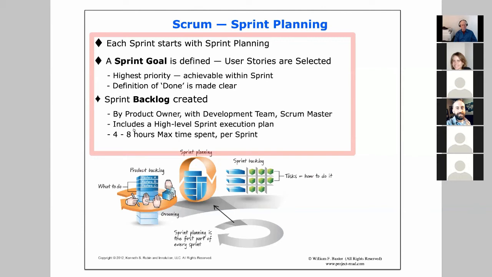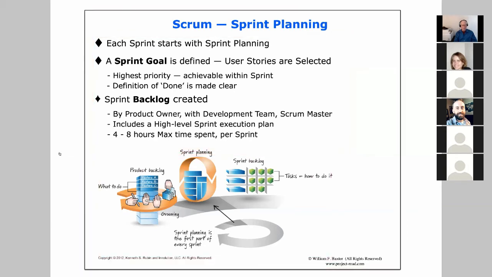And so then in the process of creating the sprint backlog, you'll also create a high-level sprint execution plan, but high level, not days and days of planning. This whole process will be half a day at the very most. So 4 to 6 hours max time spent per sprint. So that's the sprint planning.